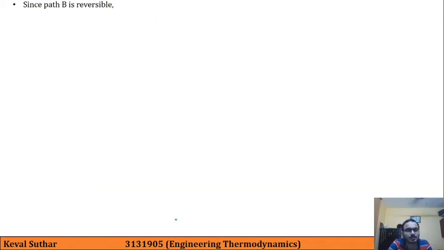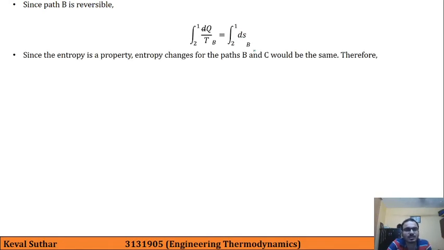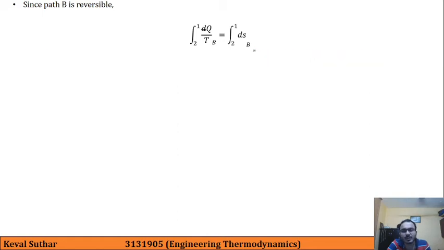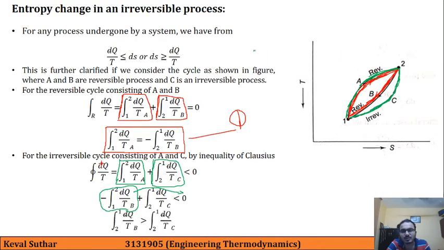So now since the path B is a reversible path, we can write that the integral from 2 to 1 of đQ upon T for path B is equal to the integral 2 to 1 of dS for path B. Since entropy is a property, the entropy changes for path B and C would be the same. Why? Because if you see this figure, the end states for path B and C are the same, so the entropy change will be the same.